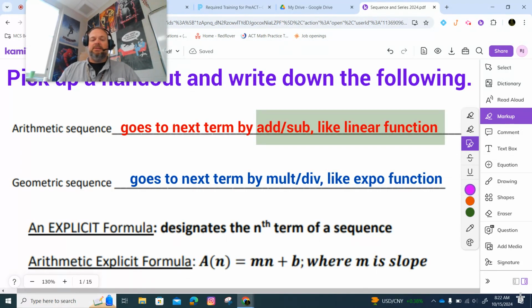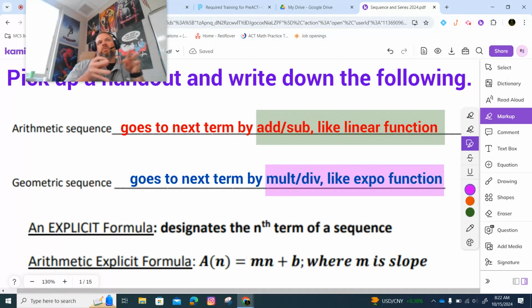Geometric is multiply and divide, like an exponential function. This is why this is kind of tied into what we're doing. So, keywords, key things.